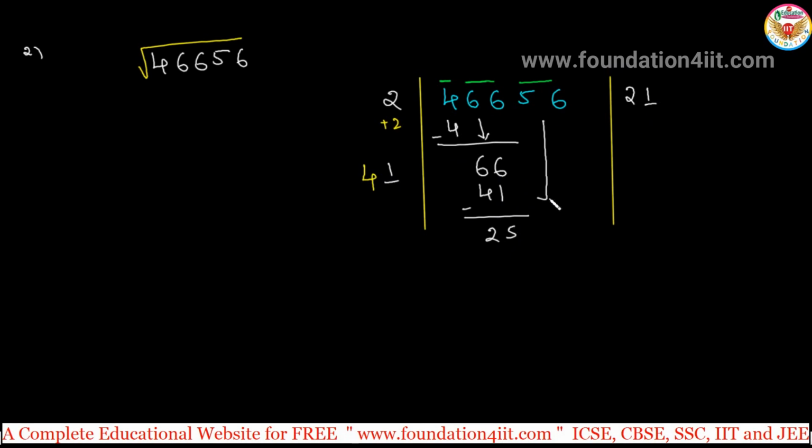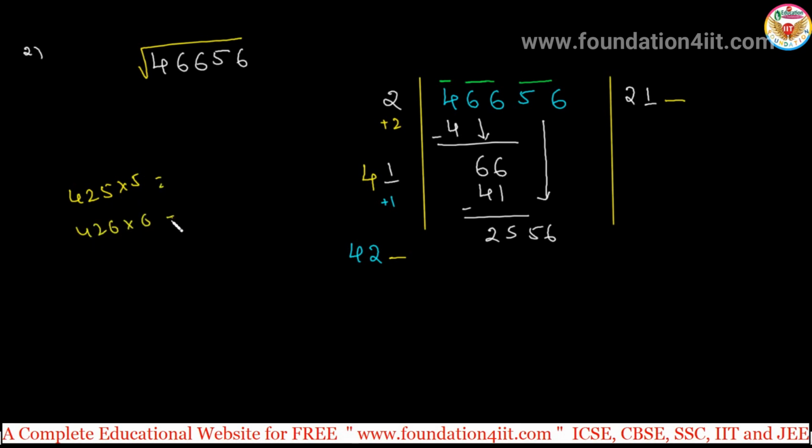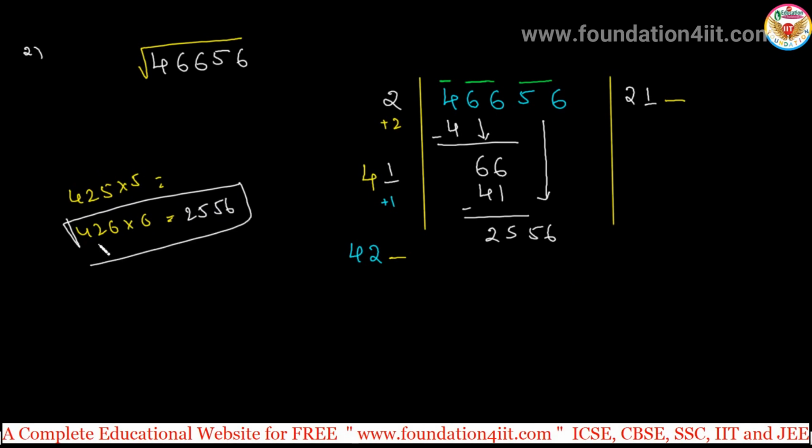Next set is 56. According to our method, the units place should be added again. 41 plus 1 is 42. Now this third units place must be filled. That means 421 into 1. You can check that. 425 into 5, 426 into 6, until you get 2556. Yes, 426 into 6 is 2556. That is the rough work you should do.